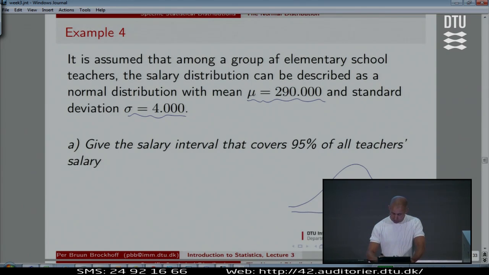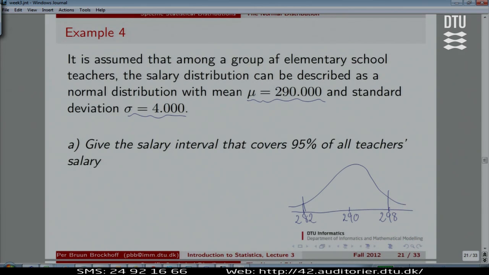We had a mean of 290. We had a standard deviation of 4, 282. We had a standard deviation still of 4, 298. So I add 2 standard deviations and I subtract 2 standard deviations. And from the computations that I had from before, this is the answer then actually to the question, at least approximately. Because this interval from 282 up to 298 would be approximately 95%.